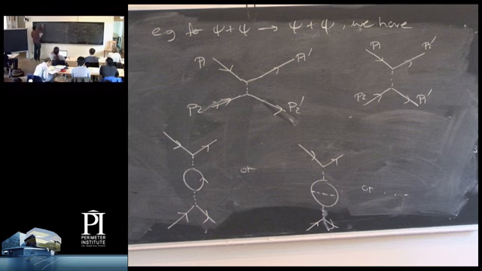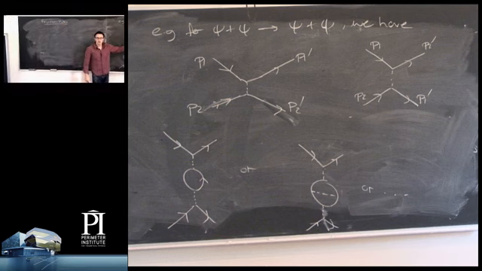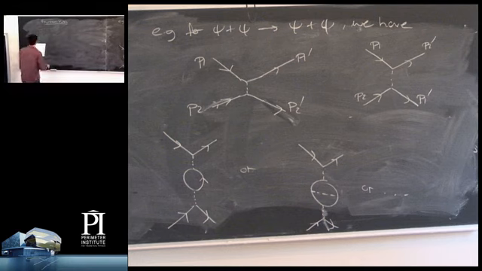Now we want the rules to associate to each of these pictures a mathematical formula. There are two steps here. Firstly, you should convince yourself that each of these pictures is in one-to-one correspondence with the terms that come out of Wick's theorem. Secondly, you should convince yourselves that the formulae I'm attaching to these pictures are exactly those that come out of Wick's theorem. That may be more or less obvious to you, depending on how familiar you are with these things.